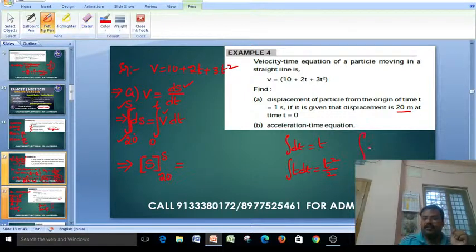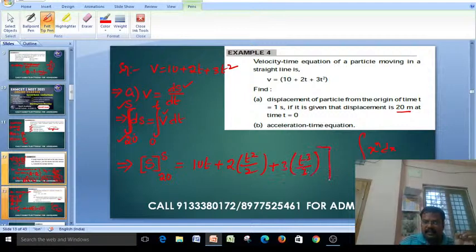So integration of x^n dx is equal to x^(n+1) divided by n+1. This is the formula I will use to solve the entire equation in this case. When you solve this, you will get 10t plus 2t² divided by 2 plus 3t³ divided by 3, from 0 to t.